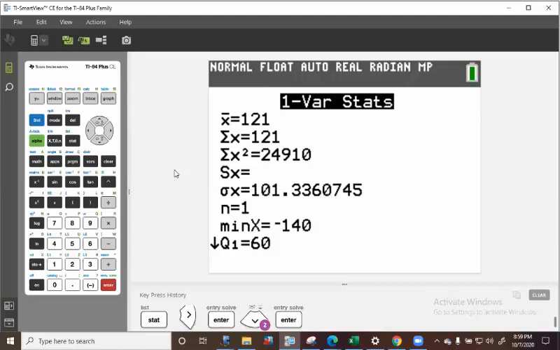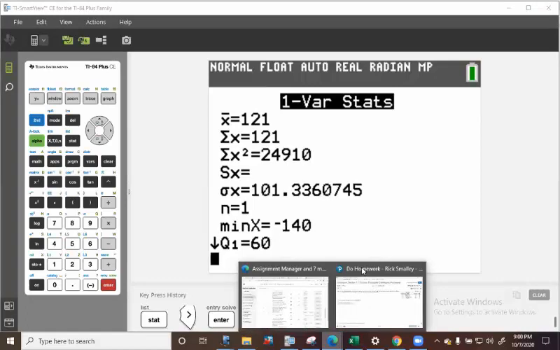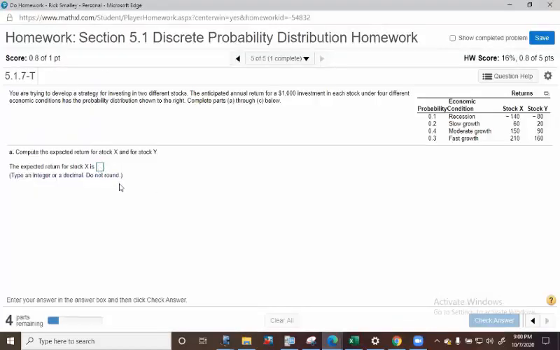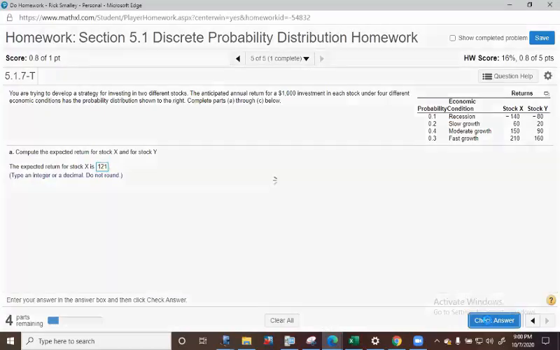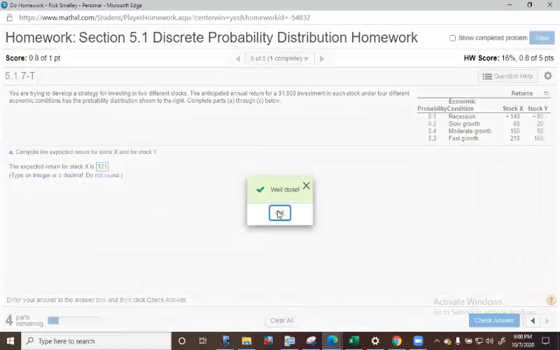And you see the mean is already 121, so we have that. But you'll be able to save that number when it asks for it. You don't have to retype the numbers in again. Save you a little time there. So I'm going to put in 121 and check answer. Well done.